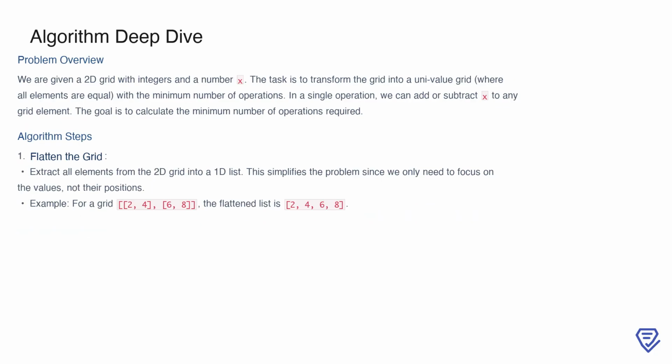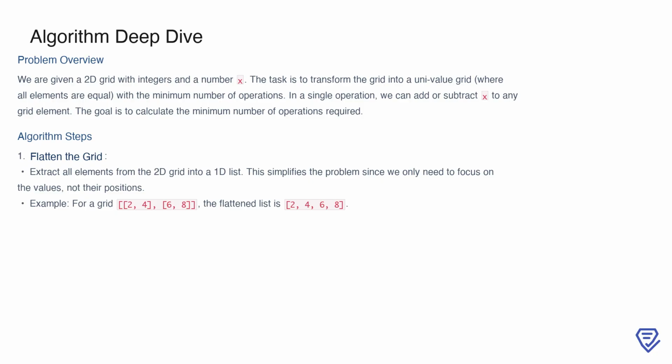To solve this problem, we need to transform a given 2D grid into a uni-value grid using the minimum number of operations. Each operation allows us to add or subtract a fixed number, x, to any grid element. The key challenge is determining how to align all grid elements to the same value with the least effort.